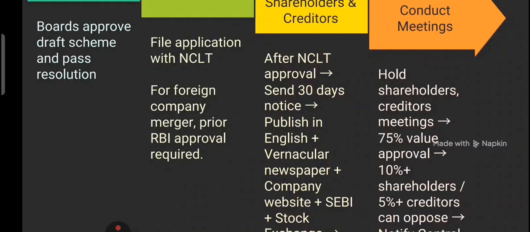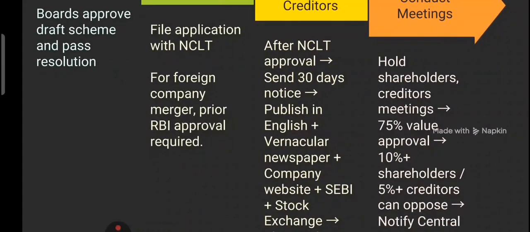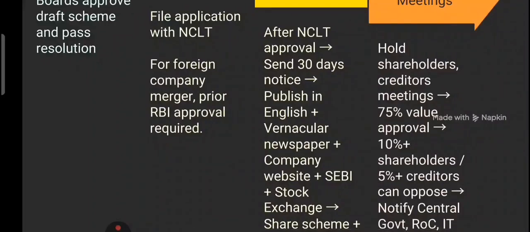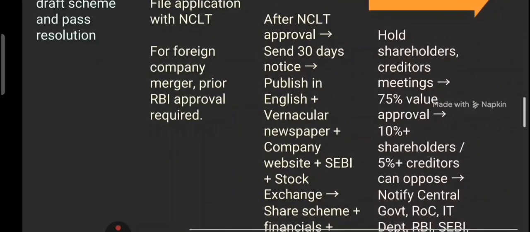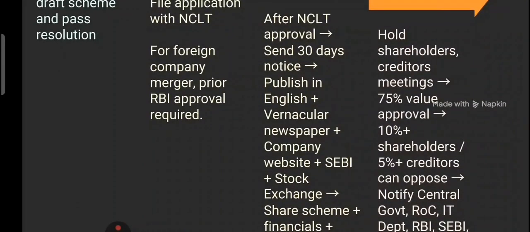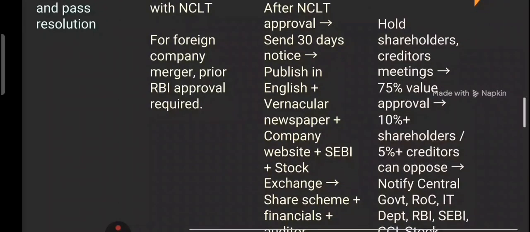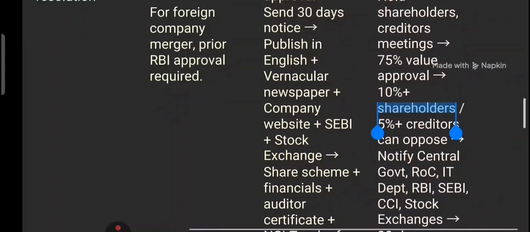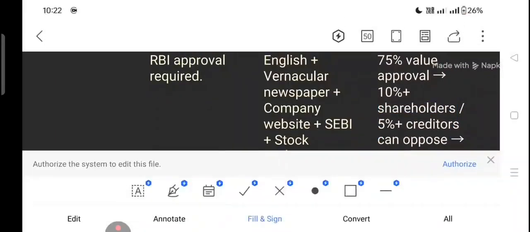This includes publishing the notice in both English and regional newspapers, on the company website, and via SEBI, that is the Securities and Exchange Board of India, and the stock exchange. Financial and auditor certificates are shared for inspection. So see, after NCLT approval, send a 30-day notice, publish in English plus vernacular newspaper plus company website plus SEBI plus stock exchange. So what does SEBI do?